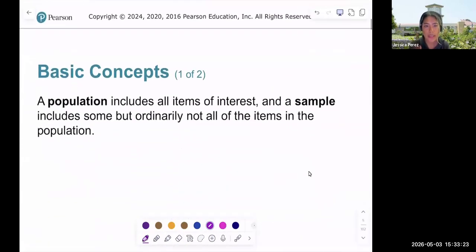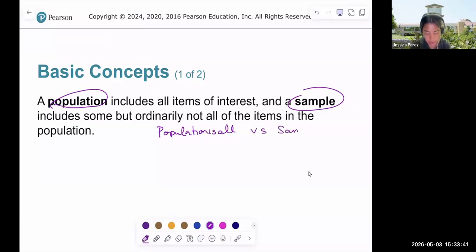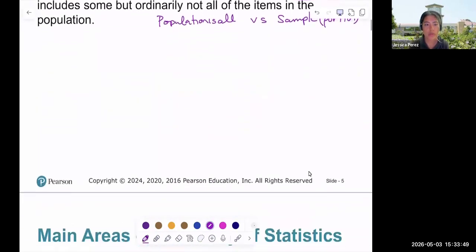Let's talk about the basic concepts of statistics. So a population represents all items of interest. So one thing is the definition of a population versus a sample. So a population is all, versus a sample is only a portion. It's only a portion. It's ordinarily not all the items in the population.